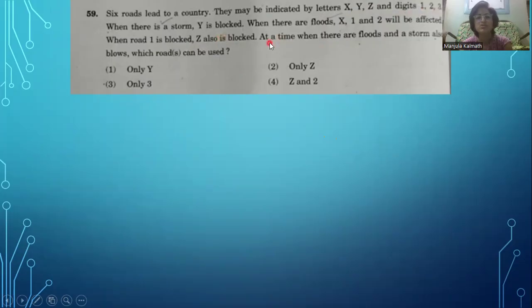Now here we have: at a time when there are floods and a storm also blows, which road can be used? Means there is a flood as well as a storm.